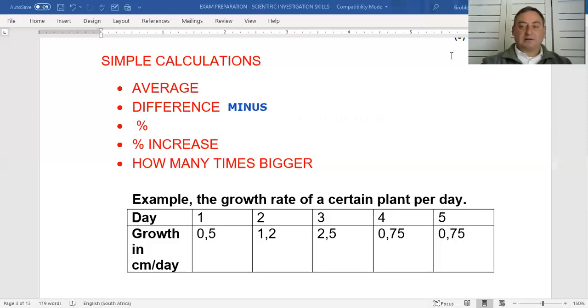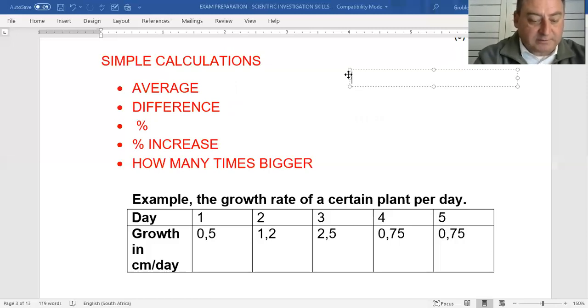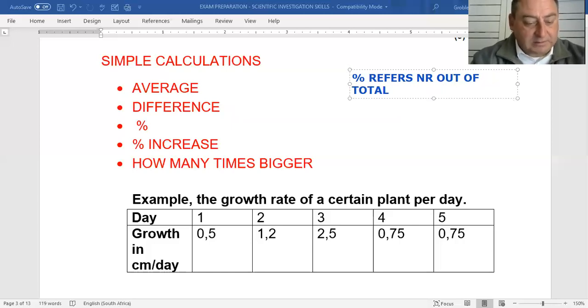If they ask you to calculate percentage, what does percentage mean? Percentage simply means, if I just write it here, a number out of the total. Percentage refers to a number out of the total amount. And that's always expressed as a number out of 100. So how do we calculate percentage then? Let's say the question is asked, indicate from here, what is the percentage growth this plant had after 1 day in comparison to the whole 5 days? What percentage of its growth did this plant grow in the first day?